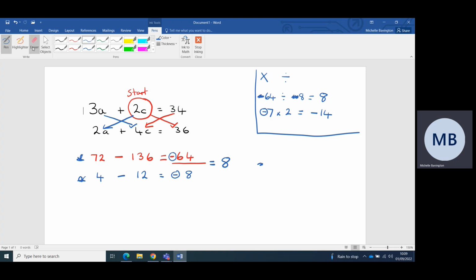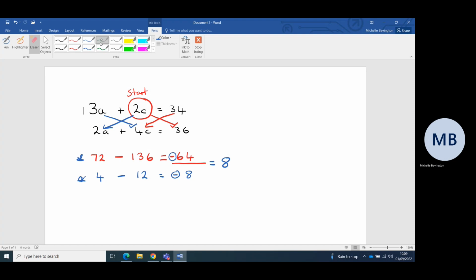Seems a really, really silly song, but most people will remember it once you get it in your head. So that was the first one. Then, so that gave us, now it's not C, it's actually the one we started with. So A equals 8. Now that is done. It's done. It's finished.